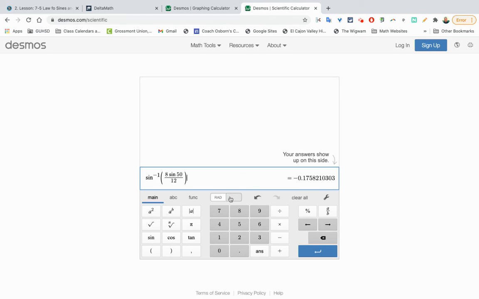So you need to make sure that you are in degree mode. Watch what happens when I click that. Boom, it goes back to that value. Boom, now there's the correct value. So make sure you're in degree mode, or whichever you're using, okay? That's it.